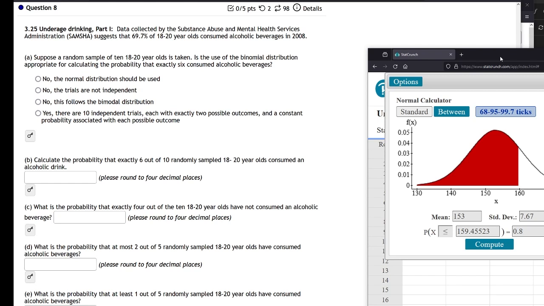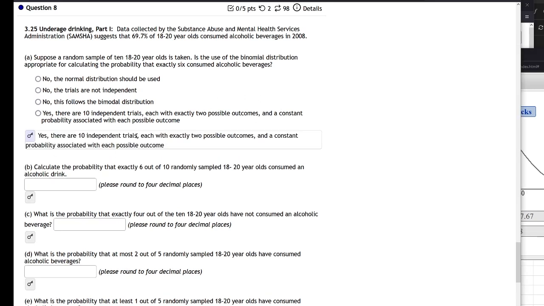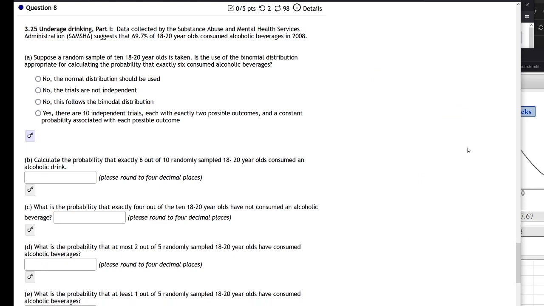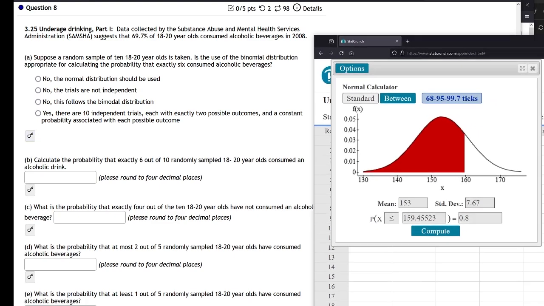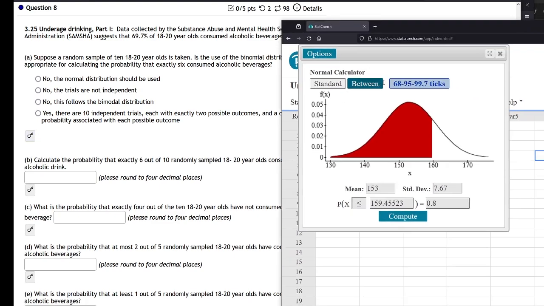So this, you will have seen this in the videos, so you can verify whether you meet all the conditions that are necessary for using a binomial distribution. In this case, it's yes. It answers all of it. Now, notice they're talking about a binomial distribution. So we're not going to use a normal calculator anymore because we don't have a normal distribution. We have a binomial distribution. So we're going to close this.